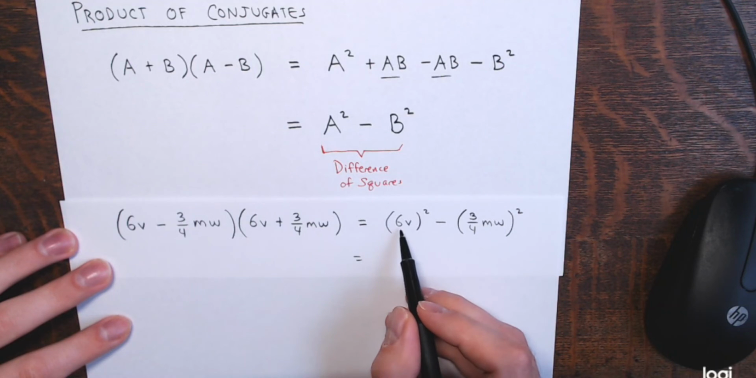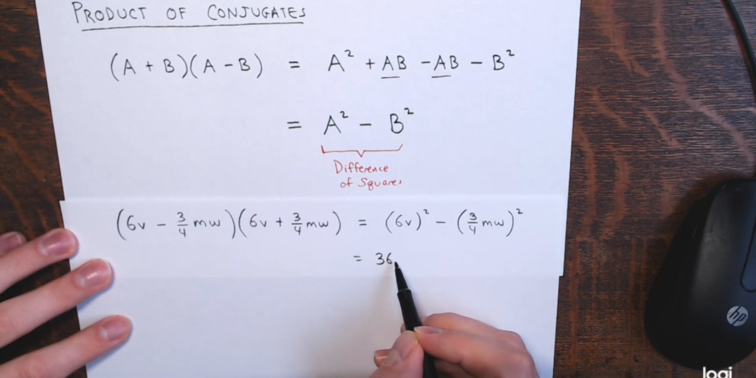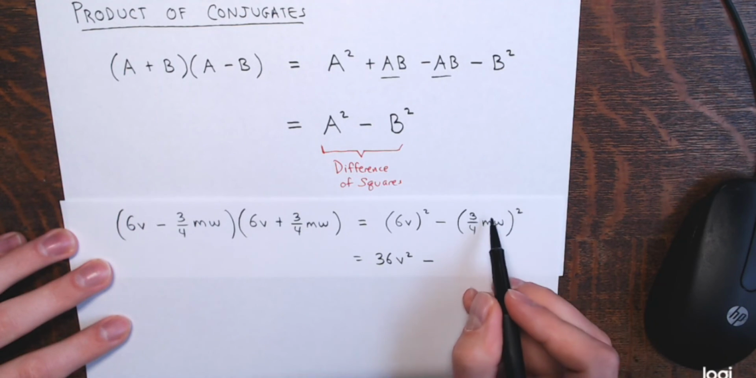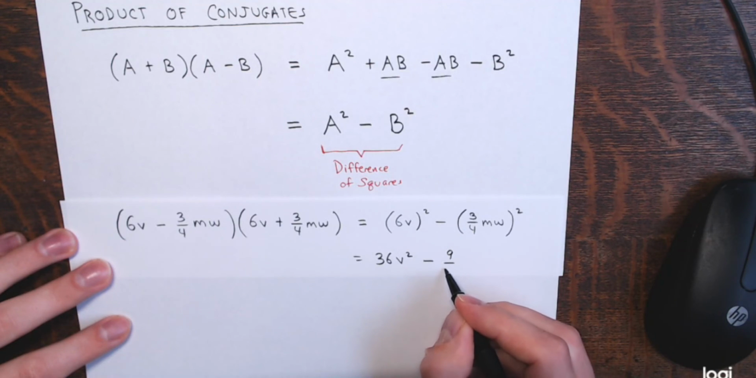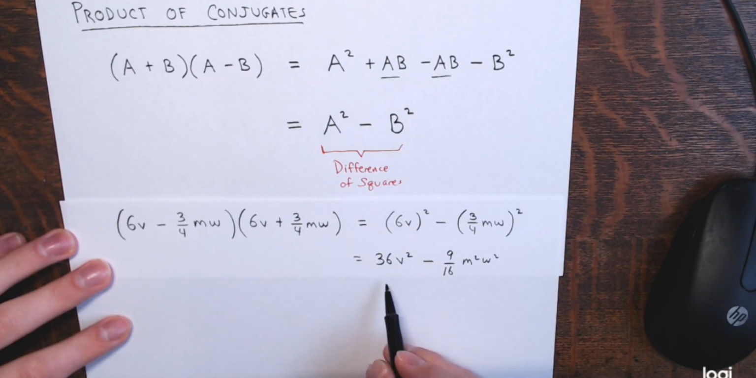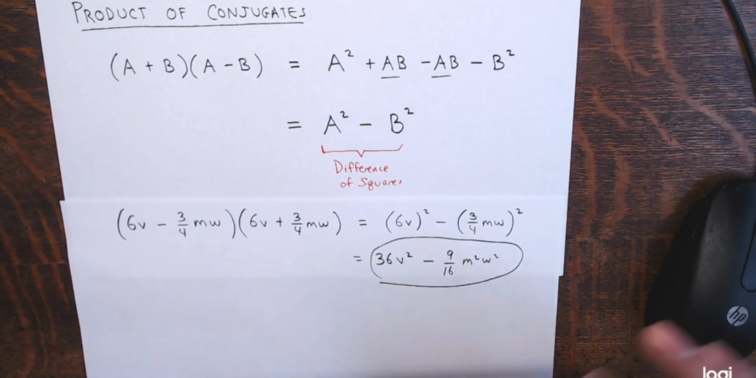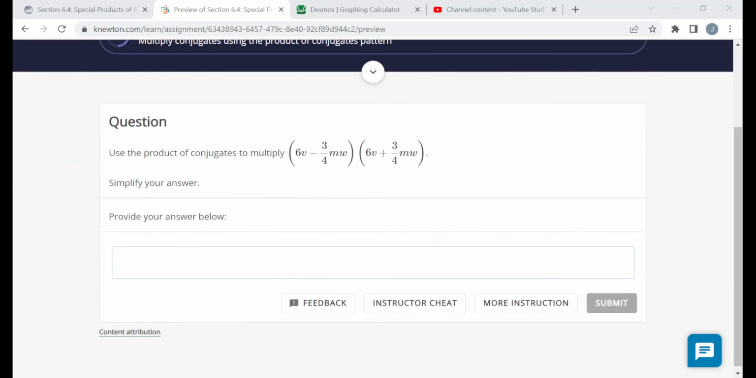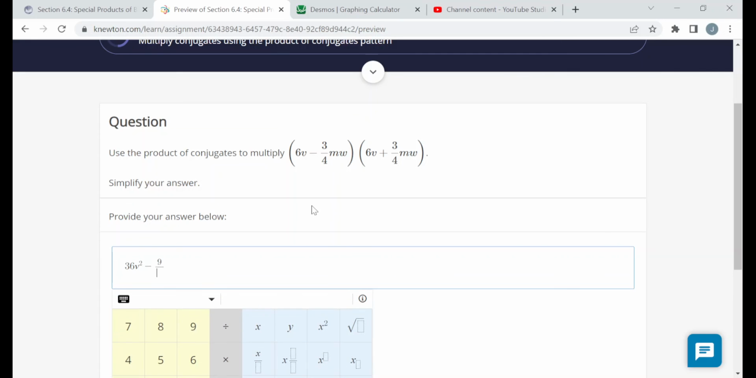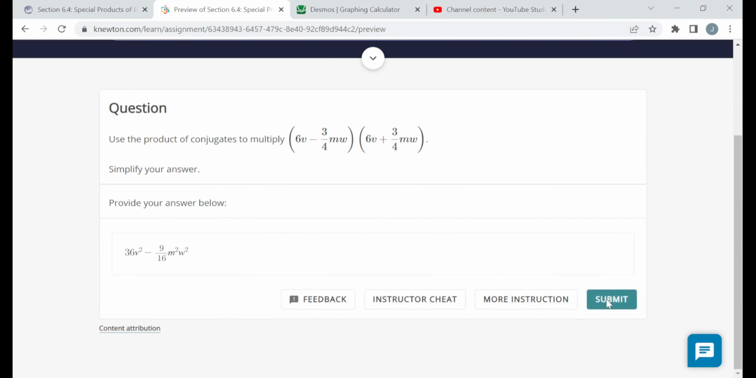Now 6v squared would be 36 times v squared, minus, and then 3/4 times m times w, all that to the second power. Well, 3/4 squared would be 9/16, and then times m squared times w squared, using that product to a power rule. And there we have it. There's our product, simplified, no like terms. So 36v squared minus 9/16 times m squared times w squared. That should be good.